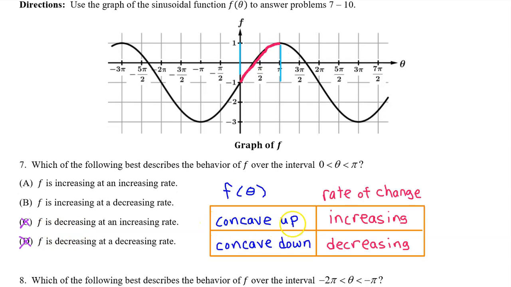In Unit 1, we learned that wherever f is concave up, the rate of change is increasing, and wherever f is concave down, the rate of change is decreasing. On the interval from 0 to pi, f is concave down, so the rate of change is decreasing. In other words, f is increasing, but at a decreasing rate. So the answer is B.